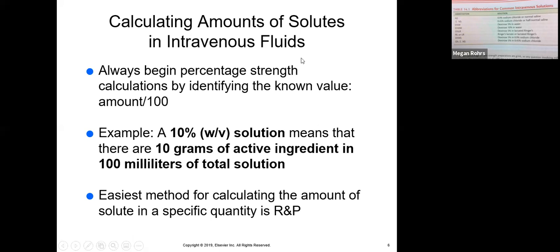So when we start percentage strength calculations, the easiest thing to do first is to convert your percent into a fraction. So here we have a 10% solution, which we know weight per volume means we're going to be using grams per mil. So we have 10 grams of active ingredient in 100 mils of solution. Now, the easiest way to calculate the amount that's given in a specific quantity, like in a total bag, is going to be to use ratio and proportion.